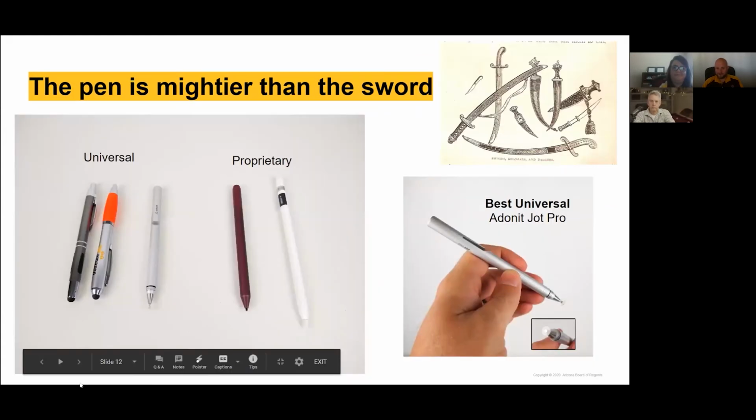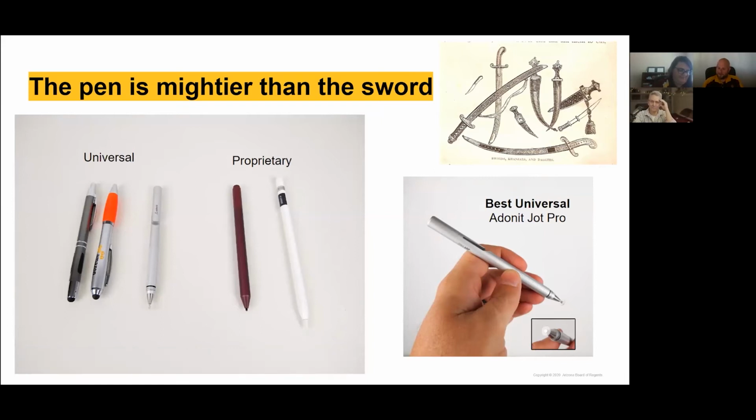I'm sure everyone has heard the pen is mightier than the sword. And so I have a bunch of little images of swords over here, and swords come in all different shapes and sizes and different purposes. And that's very similar to styluses these days. So I consider styluses to be into one of 2 categories. One is universal and the other is proprietary.